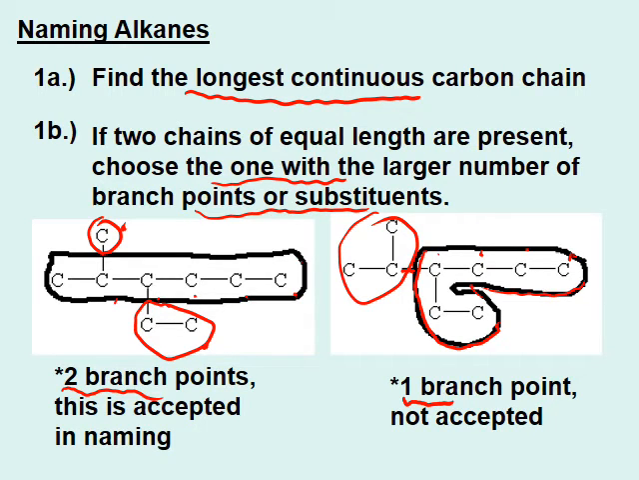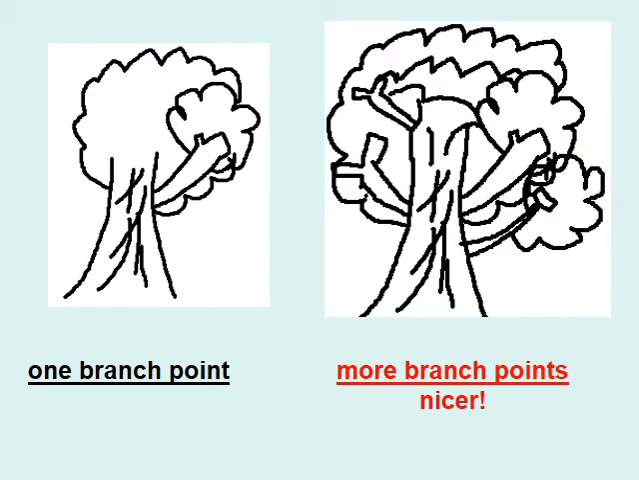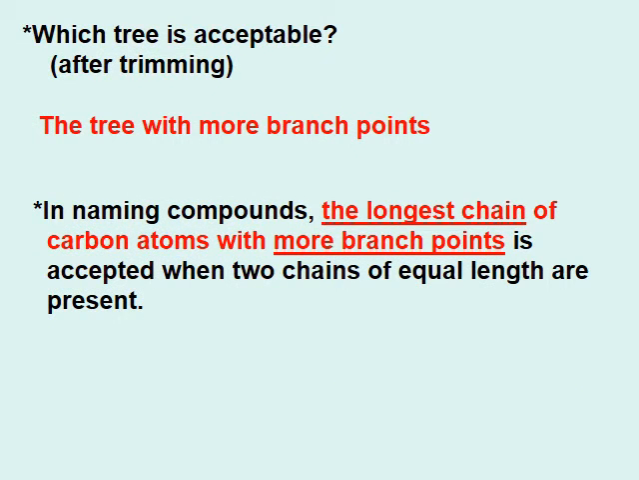I often tell students to think about trees. Having more branches, trees always look nicer. The left-hand side doesn't look nice. Maybe on a stormy day, it lost some of its branches, so it looks really bad, having only one branch point. So more branches is nicer, more acceptable. And in the same way, in organic chemistry, if the longest chain has more branches, that would be the better way of naming the compound with those branches. So keep this in mind, in naming an organic compound, the longest chain of carbon atoms with more branch points is accepted when two chains of equal length are present.